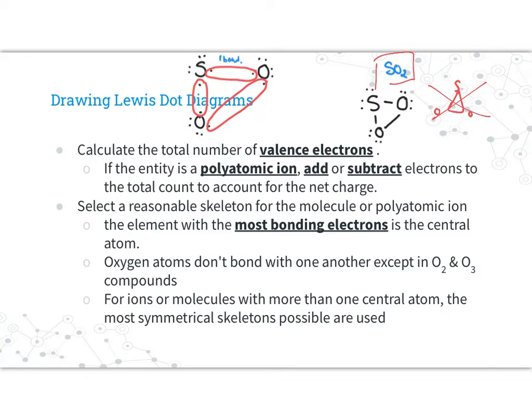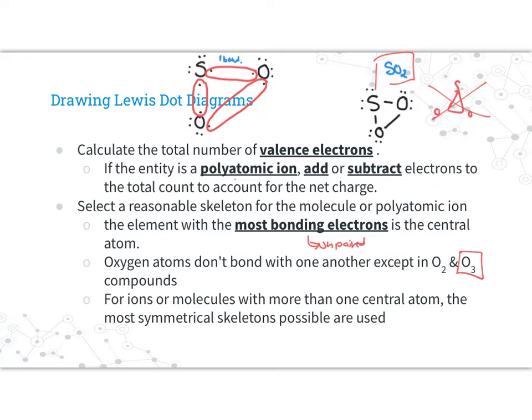If the entity is a polyatomic ion, so one of those listed at the top of our periodic table, we're going to add or subtract electrons to the total count to account for the net charge. I have an example for this, so don't fret if you're like, what are you talking about? Select a reasonable skeleton for the molecule or polyatomic ion. So the element with the most bonding electrons, so the most unpaired electrons, is our central atom. And we'll work outwards from there. You can have multiple central atoms. Oxygen atoms don't really want to bond with one another, except in an O2 compound and an O3, when this is all by itself. Okay, when there's basically no other option.